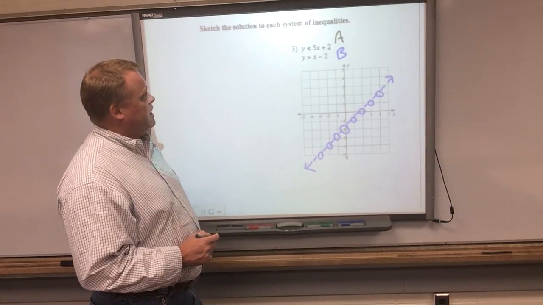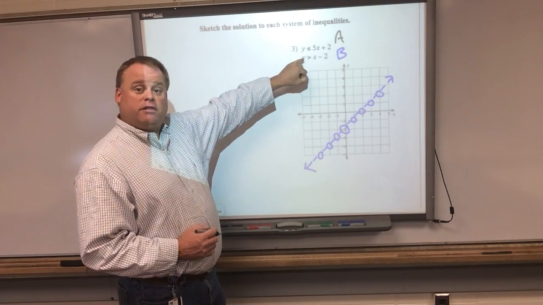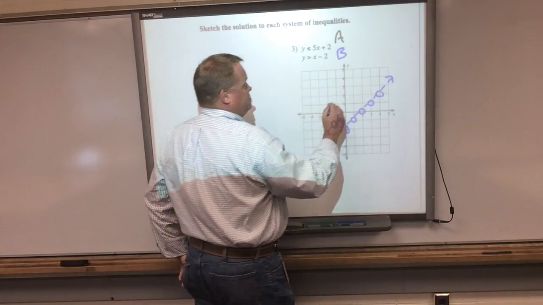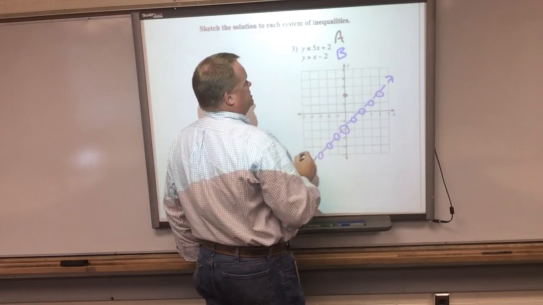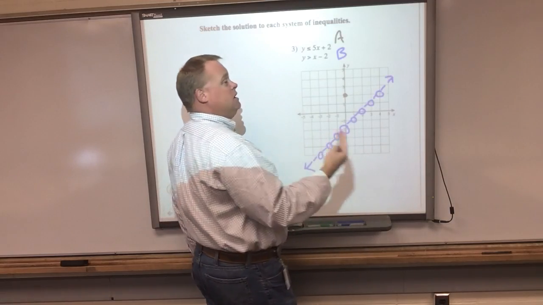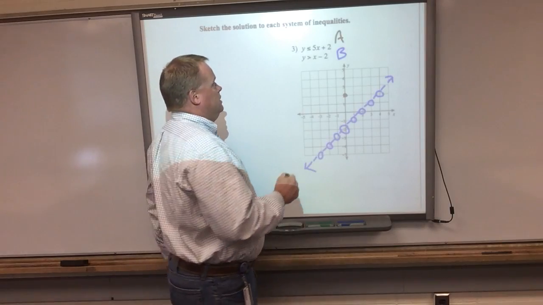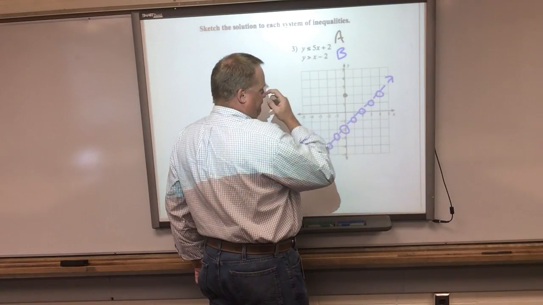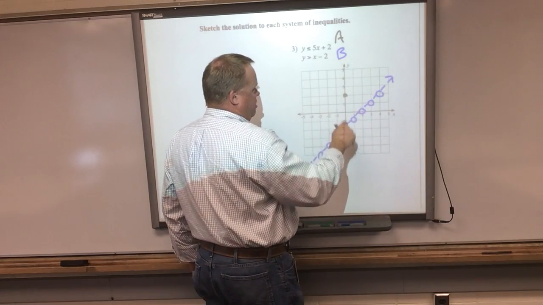Let's graph line A. This time, I have an equal to bar underneath. So therefore, at plus 2, I can have a closed circle. And my slope is 5. That is written as rise over run is 5 over 1. Well, I can't really go up 5 because I'm at plus 2. That would be at 7. So I'm going to have to go down.